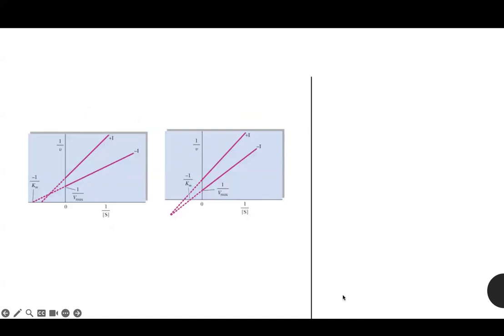So if you look at this Lineweaver-Burk plot for non-competitive and mixed inhibition, Km will be affected. So it can increase or decrease, and Vmax is also affected.